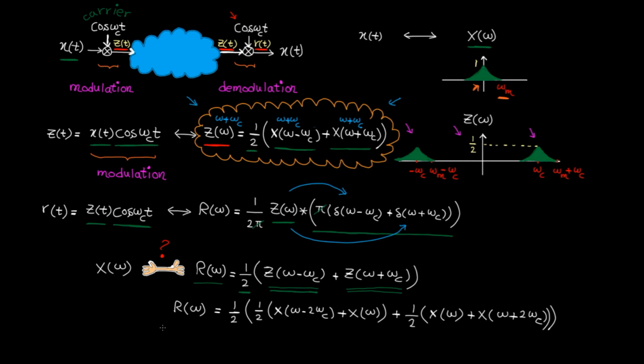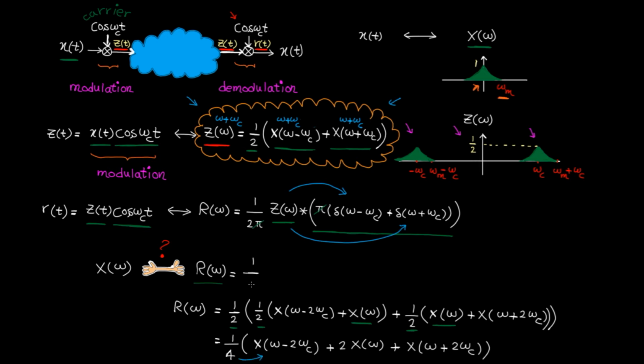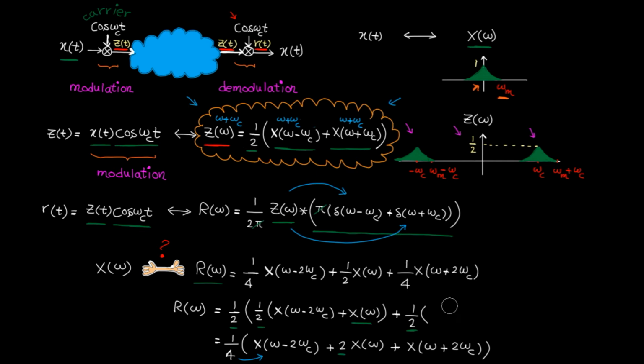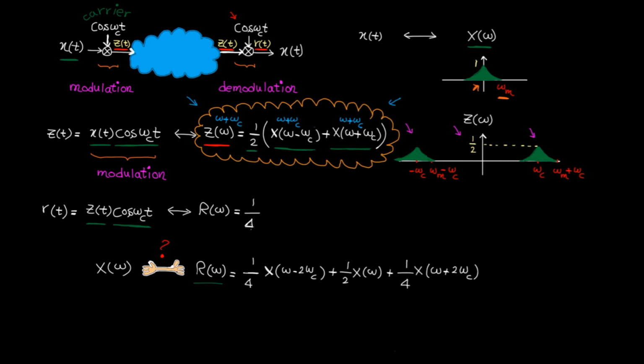Let's simplify it by factoring out this 1/2 and multiplying that by the 1/2 outside the parentheses. So we get 1/4 X(ω minus 2ωc). There are 2 X(ω), so we get 2X(ω) plus X(ω plus 2ωc). Let's bring this coefficient in and write it here. Here's what we get. Let me clean this part and write it here again.